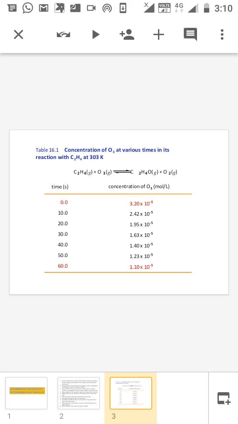In this reaction, ethylene reacts with ozone to give C2H4O3 and oxygen. Here we are measuring the concentration of ozone. At zero time, that is initially, the concentration was 3.20 × 10^-5, and after 10 minutes we get the concentration as 2.42 × 10^-5. Similarly, we can measure the concentration for 60 minutes. The reaction is almost complete within this time. So we can measure the rate of a reaction by the average reaction rate method.